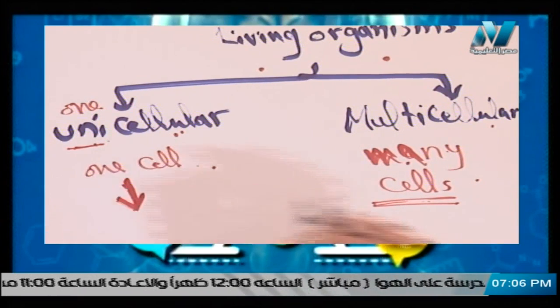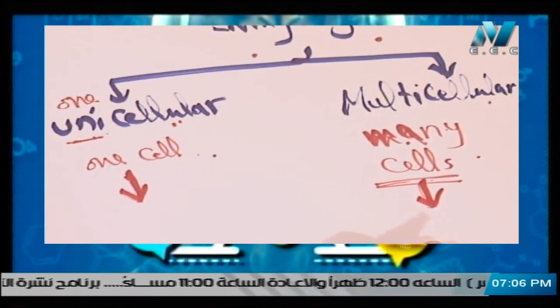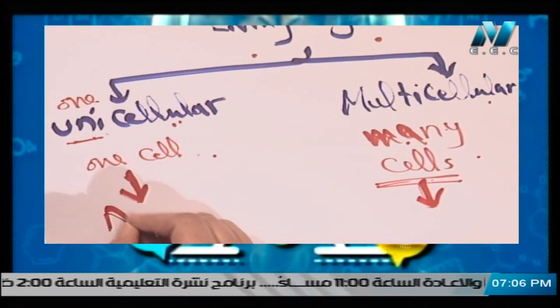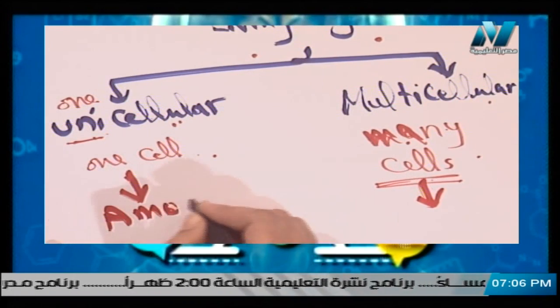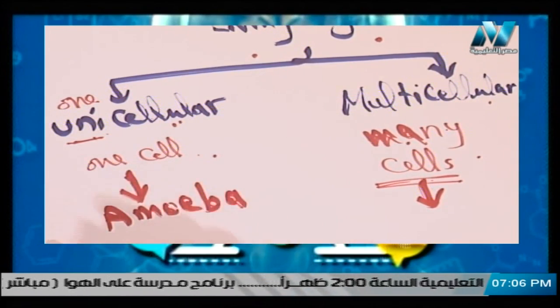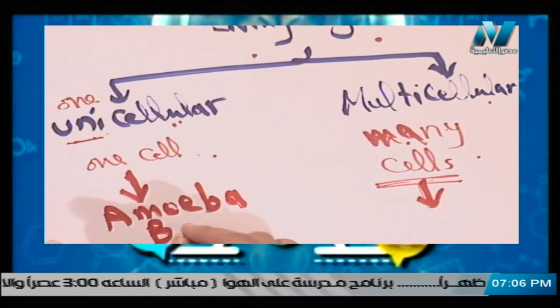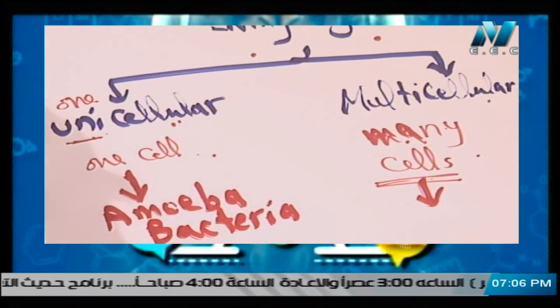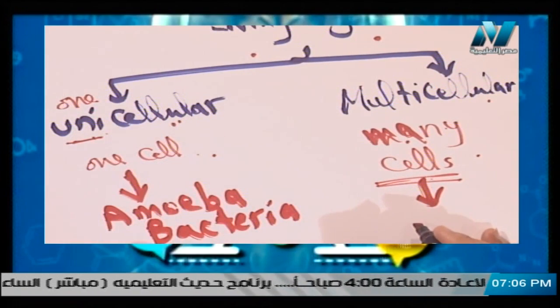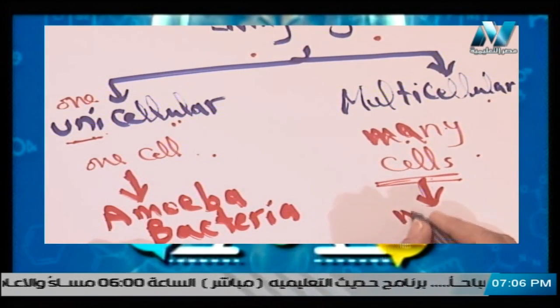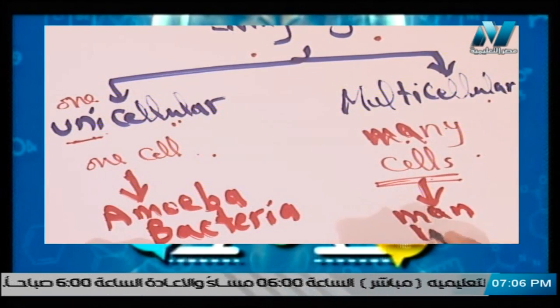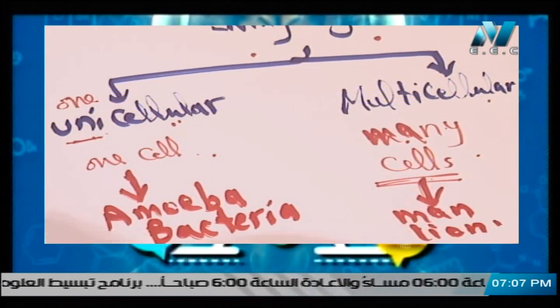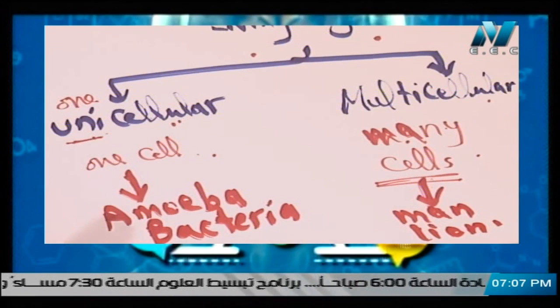Some examples of unicellular and multicellular. Unicellular such as amoeba, bacteria. Its body consists of just one cell. What about multicellular? Human or man, a lion, trees. All of these we call multicellular. Okay?